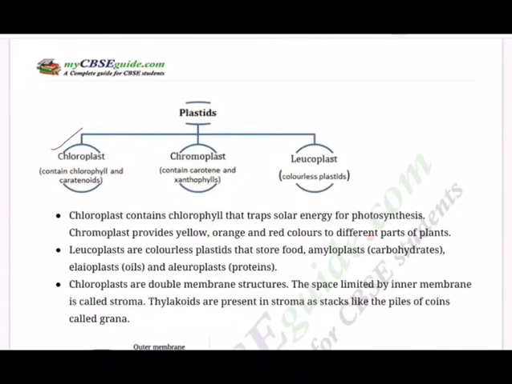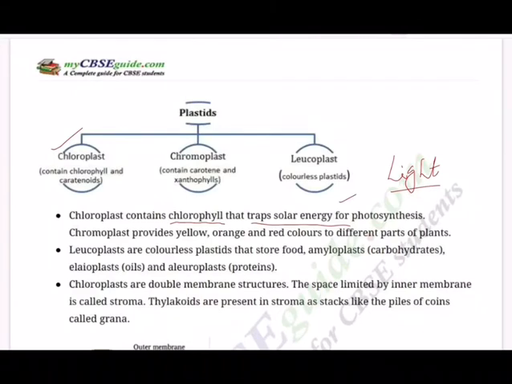And then leucoplasts, these are colorless plastids, and they have the important function of storage of starch. Hence, we can say they are the godowns of the plant cell. Chloroplast contains chlorophyll, and chlorophyll traps the solar energy. Recollect the light reaction, Hill reaction, remember?